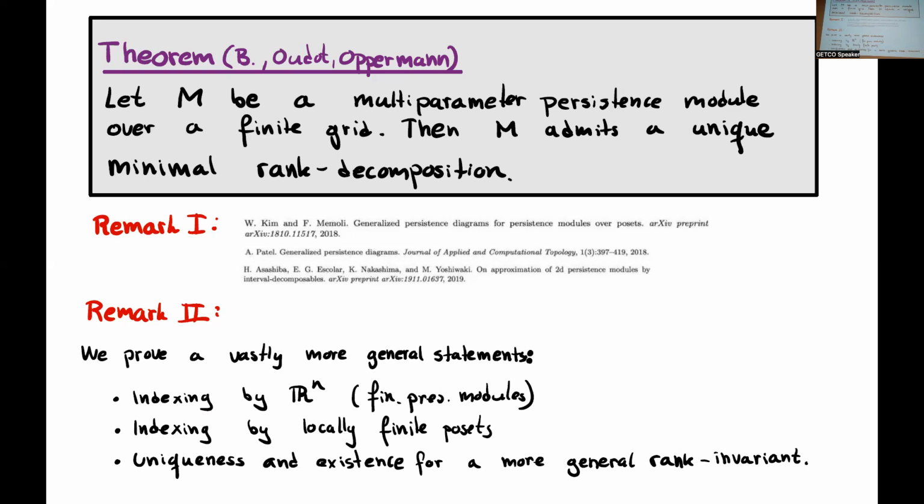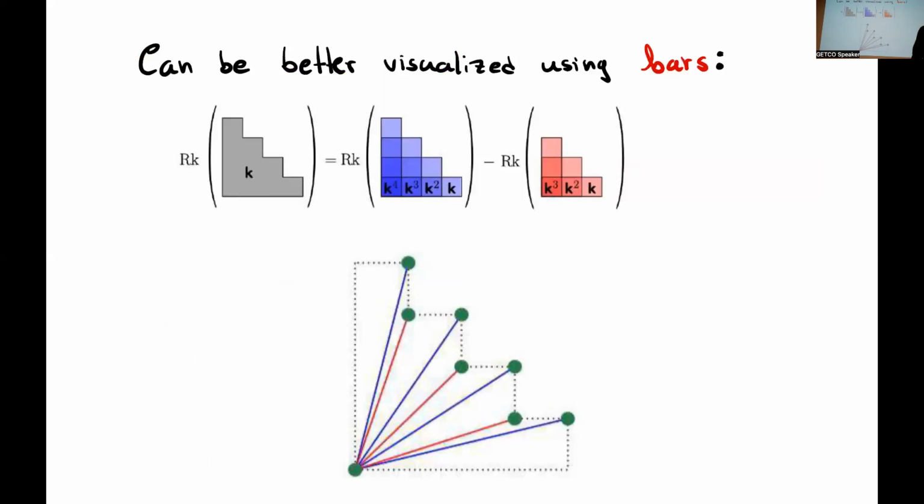But we also prove vastly more general statements in our paper. For presentation, I didn't want to go into that, but you can have persistence modules over R^n that are finitely presented, or persistence modules over locally finite posets in general. And we can also consider this more general rank invariant that I'm also not going to introduce. Let's just focus on the most simple aspect of that.